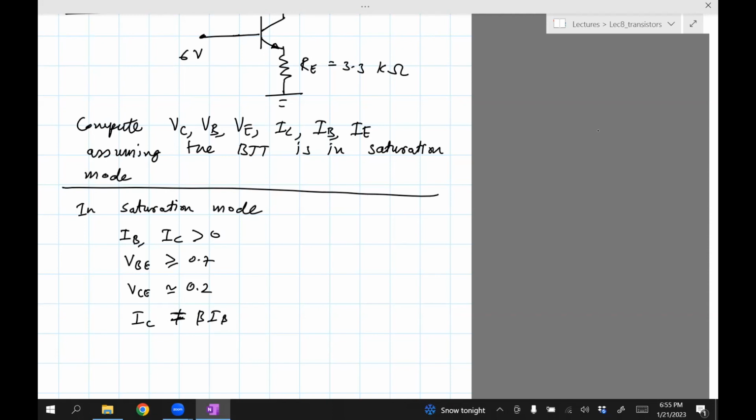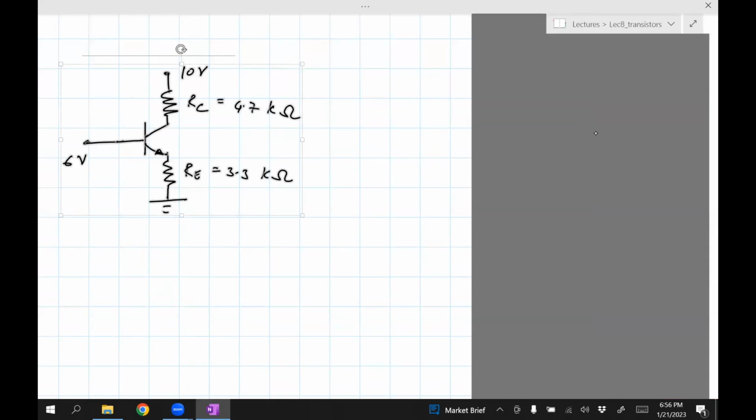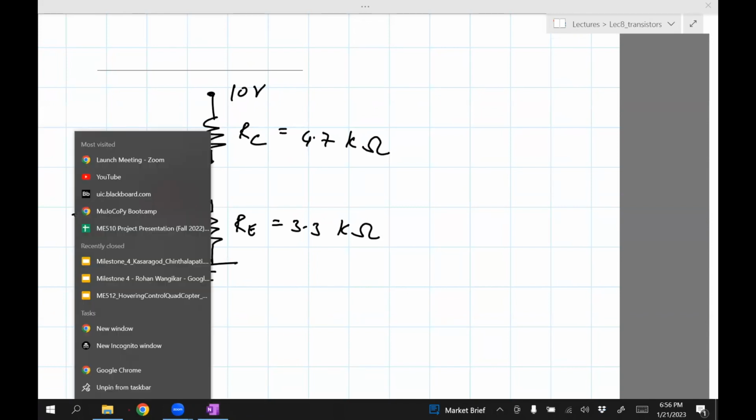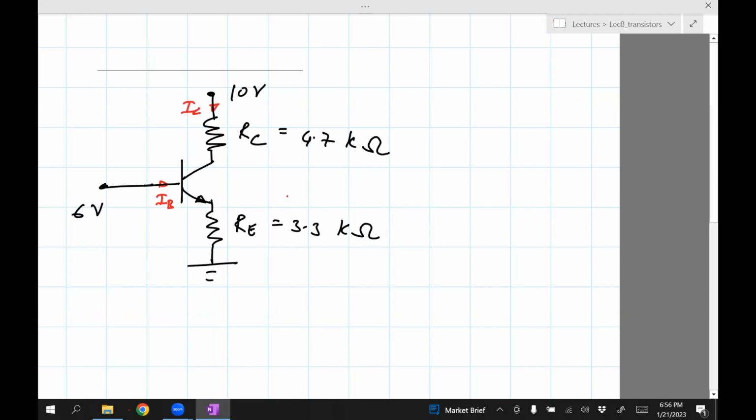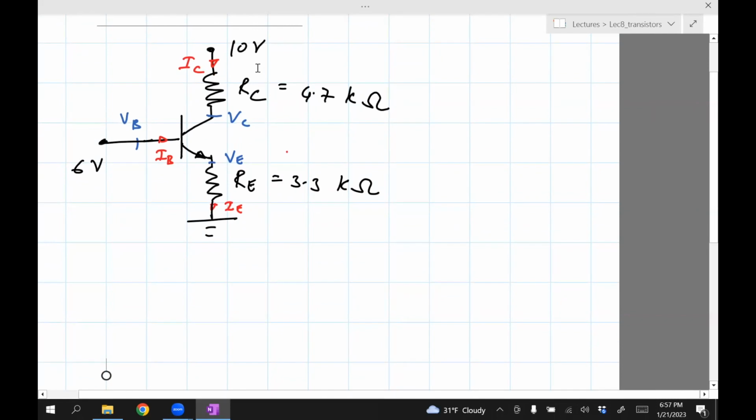So let's now reanalyze the circuit in saturation mode. Like before, let's put in the voltages and the currents. We have IB, IC, and IE. And then voltages are VC, VE, and VB. Now let's generate, well, what are the unknowns? There are 6 unknowns: VB, VC, VE, IC, IB, IE. So we better generate 6 equations. Let's just generate those equations from this figure.